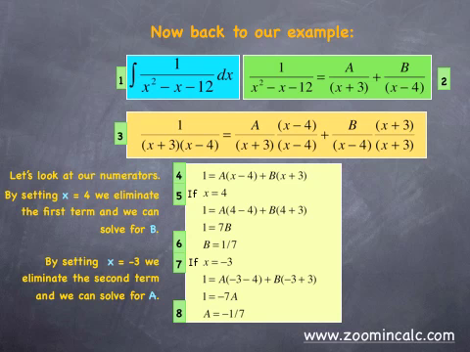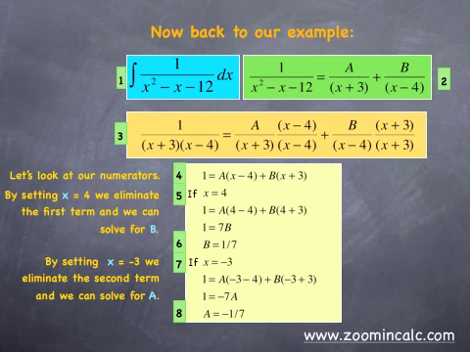The key here is we want to solve for a and we want to solve for b. There are many methods, but in this particular case, the best method is to choose x equals 4. Why did I choose x equals 4? Because that is going to eliminate the term that has the a in it, and it makes it easier to then solve for b. So if we set x equals 4 and do a little bit of algebra, in item 6 we solve for b and we get 1/7.